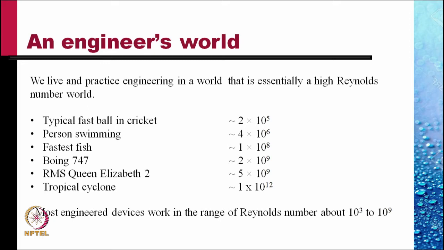The RMS Queen Elizabeth II sailed at 5 into 10 to the power 9 Reynolds number. A tropical cyclone would have a Reynolds number of up to 10 to the power 12. Most engineered devices work in the range of Reynolds number about 10 to the power 3 to 10 to the power 9.